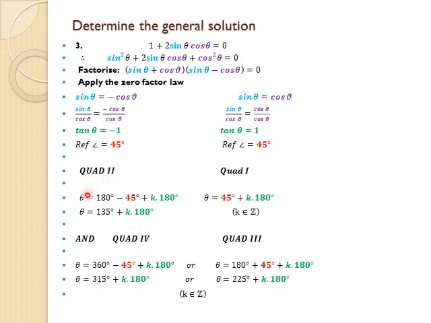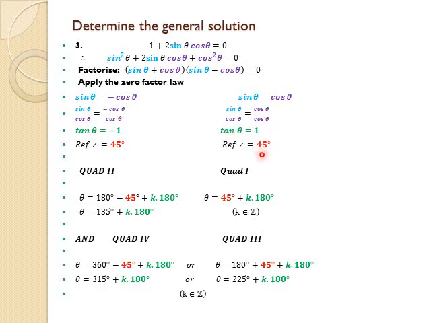So in quadrant 2 it will always be theta equals 180 minus 45 plus k180, which is 135 plus k times 180. And in quadrant 4 it will always be theta equals 360 minus the reference angle 45 plus k180. Remember tan has a period of 180. 360 minus 45 gives me 315 degrees plus k180. We do the second part, sine theta equals cos theta. From there, sine divided by cos, cos divided by cos. Tan theta is 1, and here the reference angle is 45.